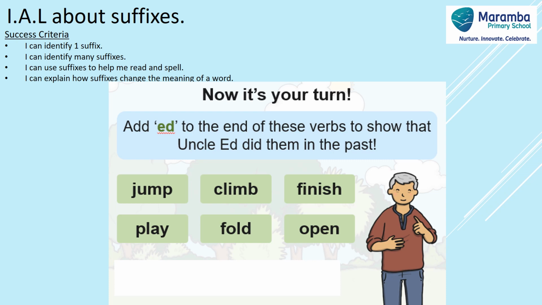The next word across says climb. That's a tricky one because the B is silent. Climb. And you'll need to add the suffix. Then finish. Then you'll do play, fold, and open. You might like to pause the video here while you complete those in your book.